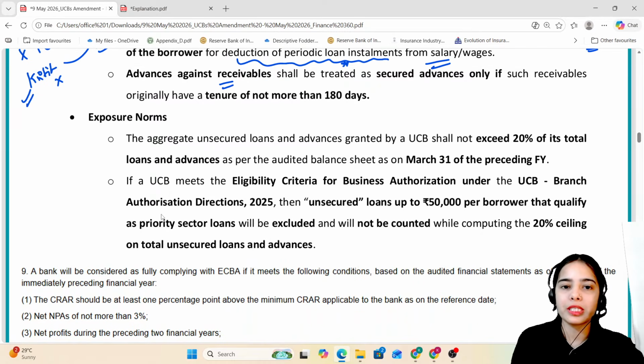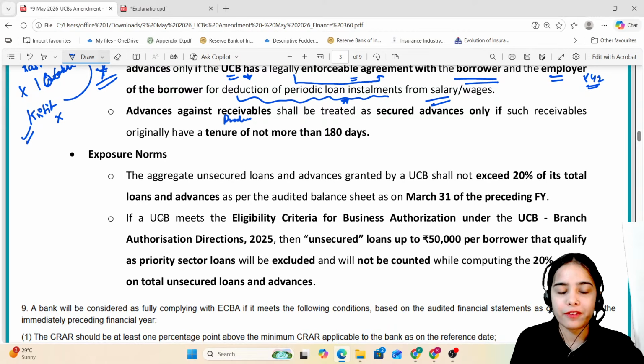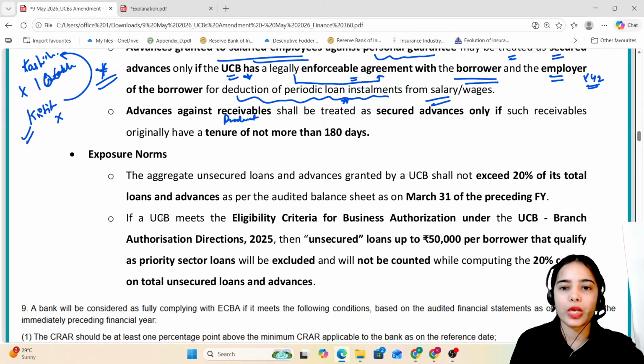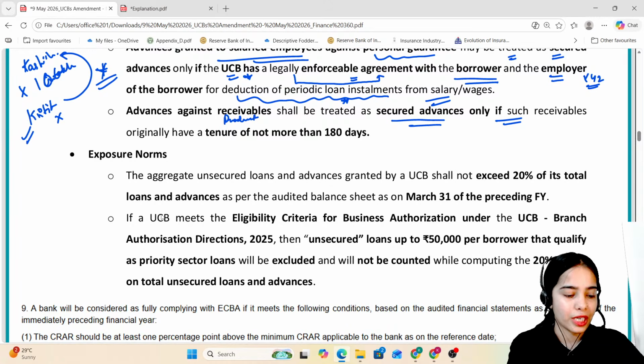Advances against receivables, that is bills, invoices. So advances against bill invoices or receivables, that is basically when some products are going to be received, shall be treated as secured advances only if such receivables originally have a tenure of not more than 180 days. Any confusion, anyone? Any confusion?